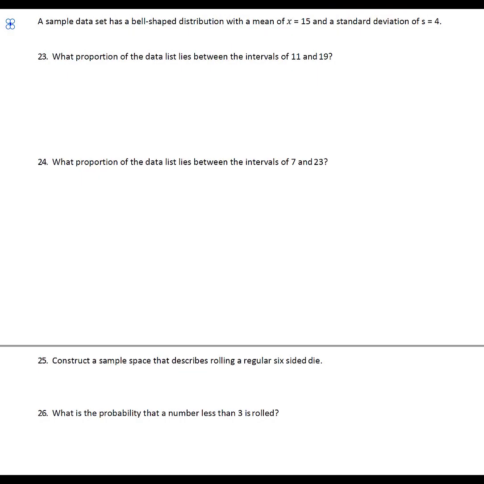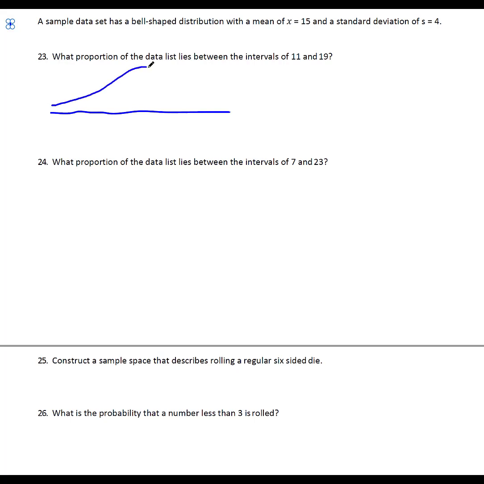Alright, so we're going to start with the second part of the review here today, and we're going to start with number 23, which is where we left off. A sample data set is a bell-shaped distribution with a mean of 15 and a standard deviation of 4. What proportion of this data lies between the intervals of 11 and 19? So again, starting out with a bell-shaped curve, I already gave us that data value.